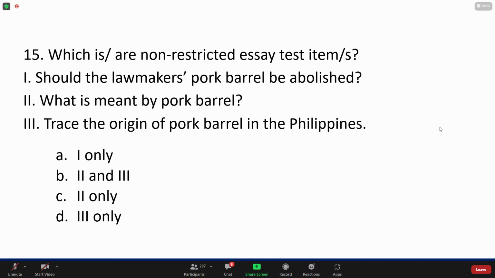Next number 15, which are non-restricted essay test items. 1, should the lawmakers' pork barrel be abolished? 2, what is meant by pork barrel? 3, trace the origin of pork barrel in the Philippines. Letter A, 1 only. B, 2 and 3. C, 2 only. D, 3 only.